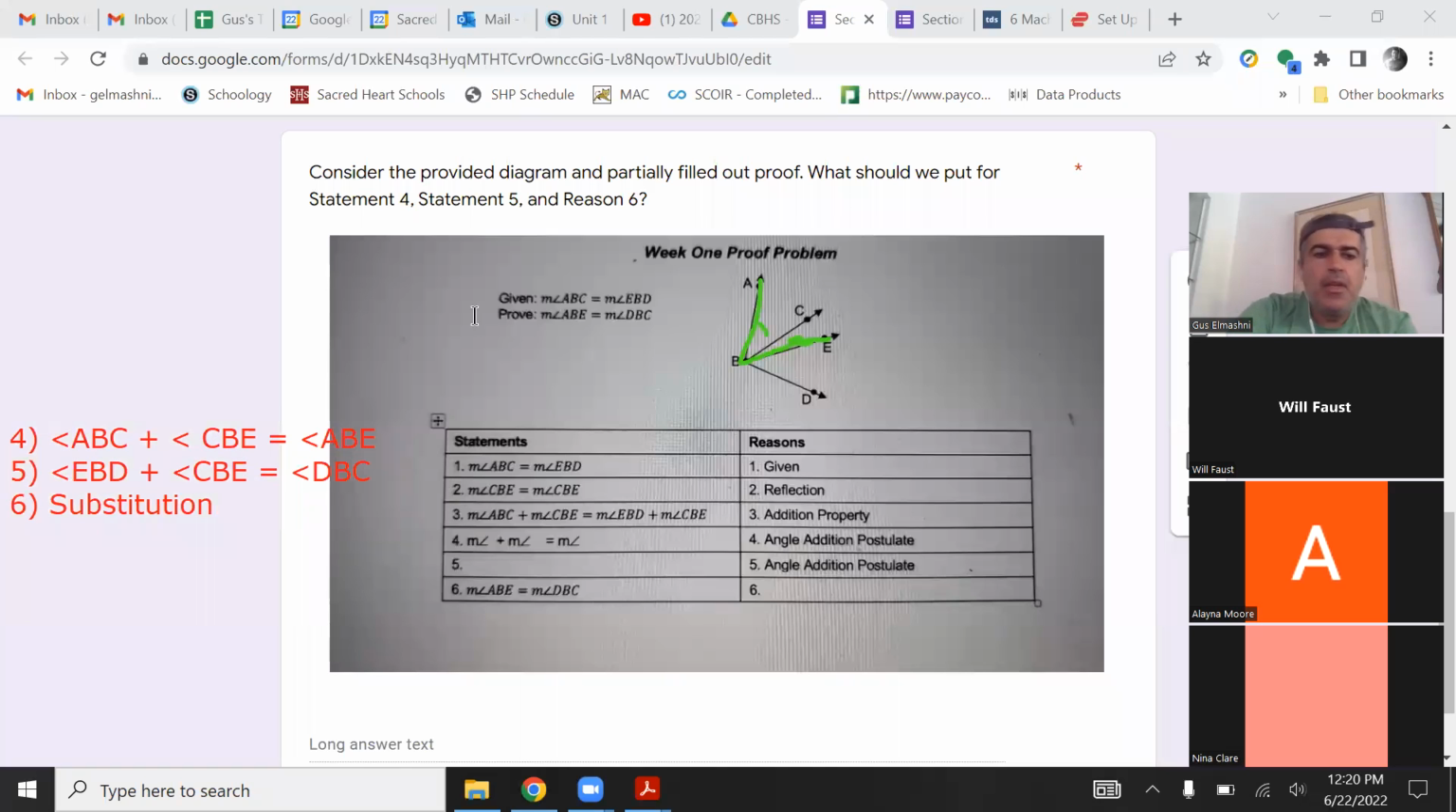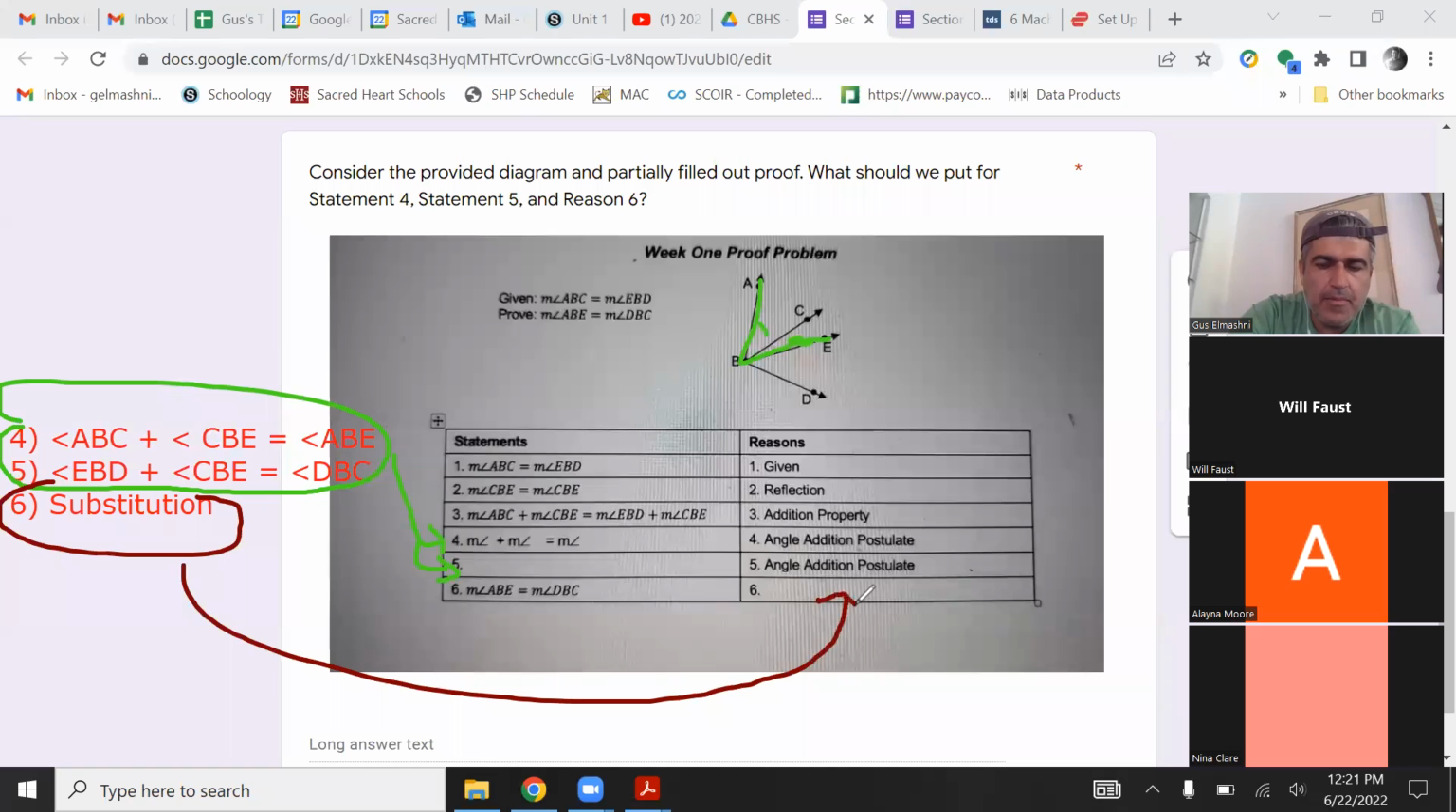There we go. So you would put these two over here and here. And this you put over there. Because what you're doing is you're saying that angle 1 plus angle 2 here adds up to this big thing here. That's angle addition postulate. And then you're doing another angle addition postulate. This and this adds up to this. Okay.